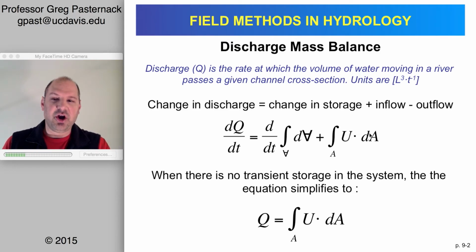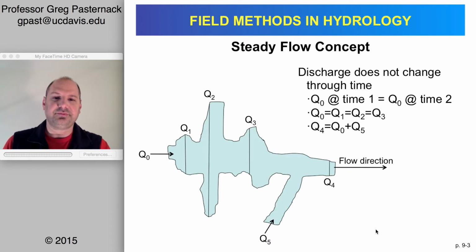Those fluxes occur over the cross-sectional area of the inlet and the outlet. And here U is taken as that cross-sectional area velocity. When there's no transient storage in the system, then the system will simplify to just, we're getting rid of T here, and just the discharge equals what's coming in minus what's going out.